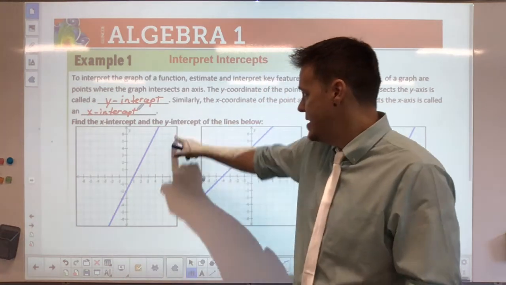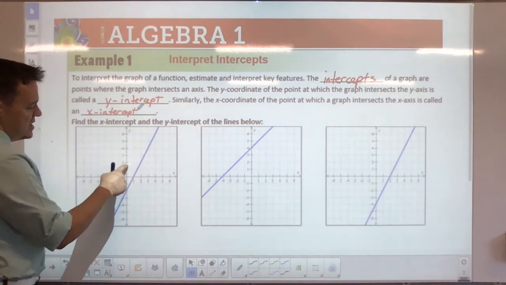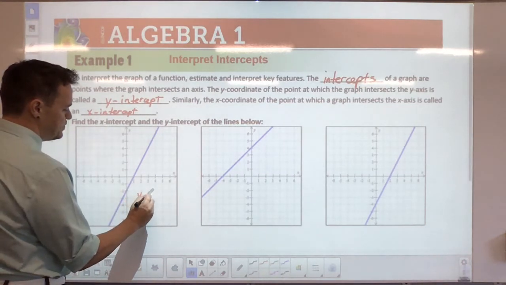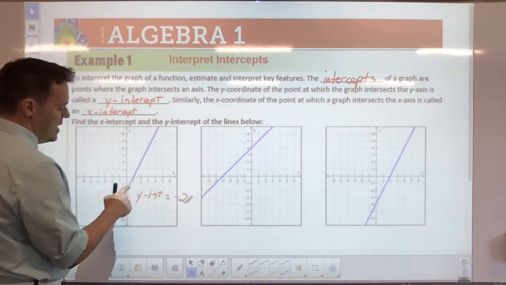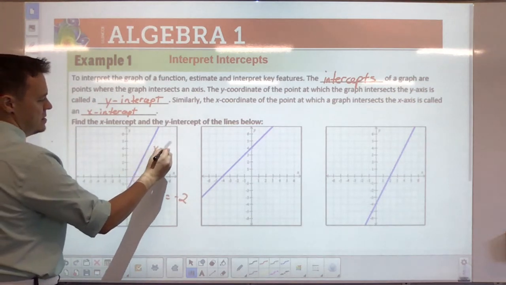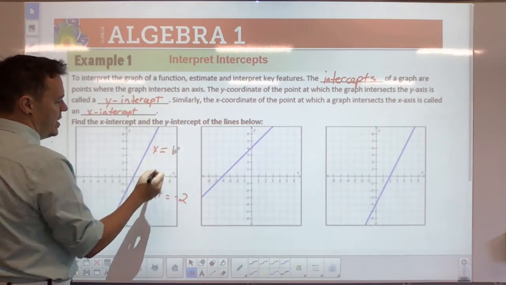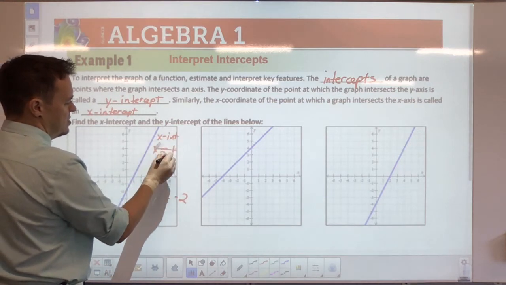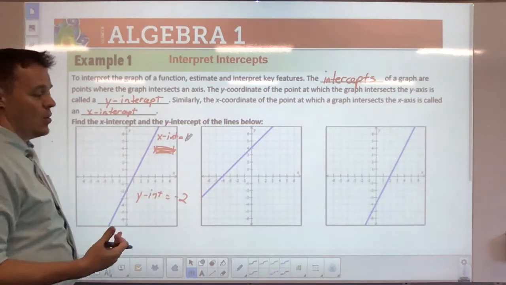For example, identify the x and y intercepts of the lines below. This is the y, which would be right here. So my y-intercept is -2, and my x-intercept is 1. It's not x equals 1, it should be x-intercept. What that means is the graph crosses at 1.